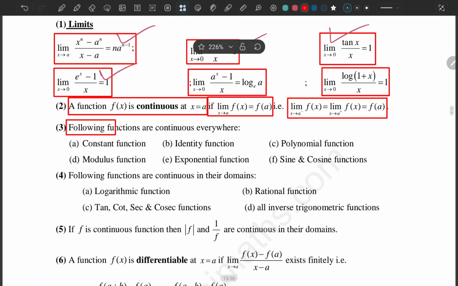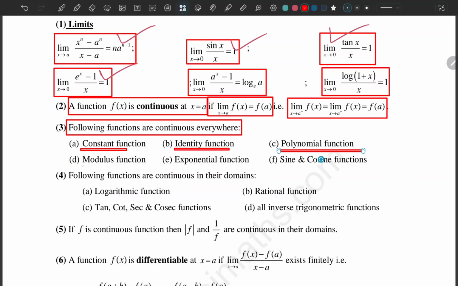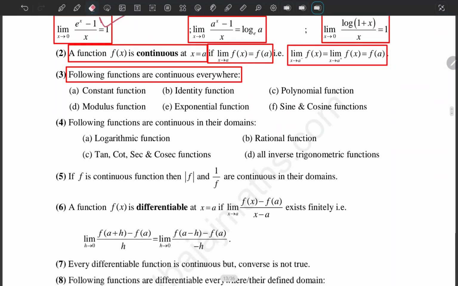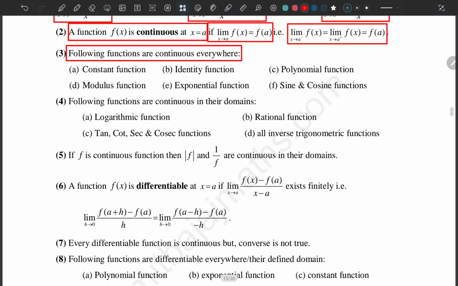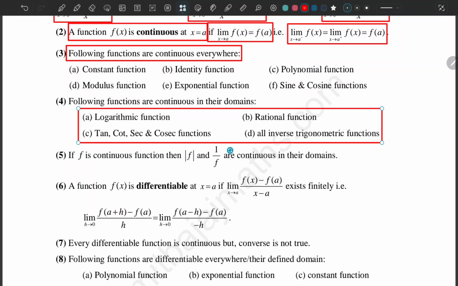So these are the following functions that are continuous everywhere. Please be careful: constant function, identity function, polynomial function, modulus function, exponential function, and sine and cosine functions are continuous everywhere. But if we talk about these four types of functions, then they are continuous in their respective domains, right?